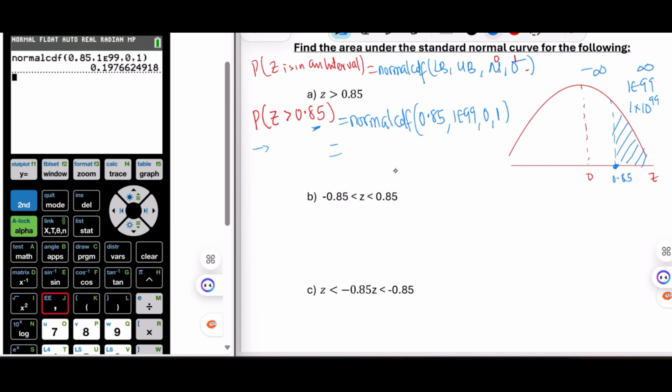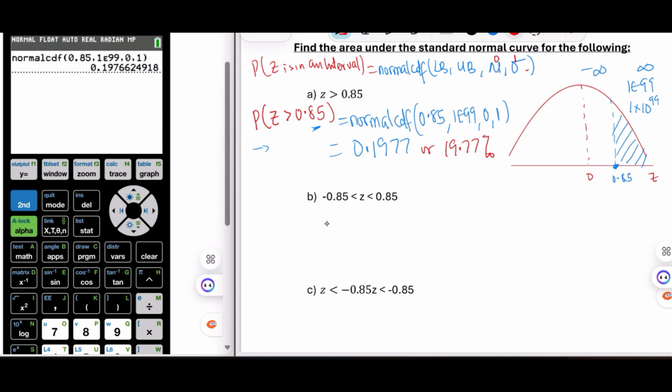So this shows you that here we have 0.1977 approximately, or you can say that we have 19.77%. This means the area covered over here is 19.77% to the right of 0.85. This is how you do it when you have greater than.